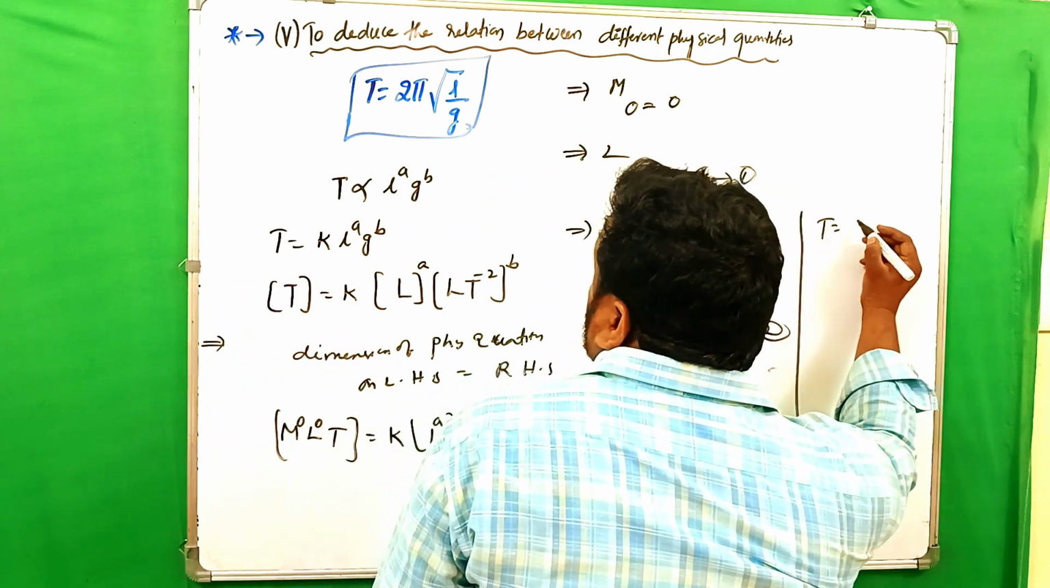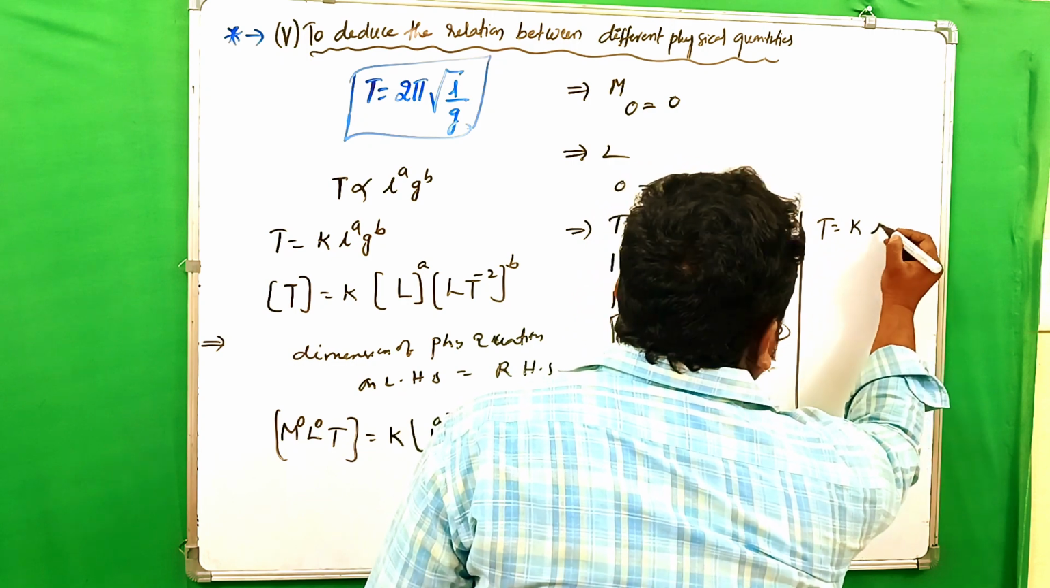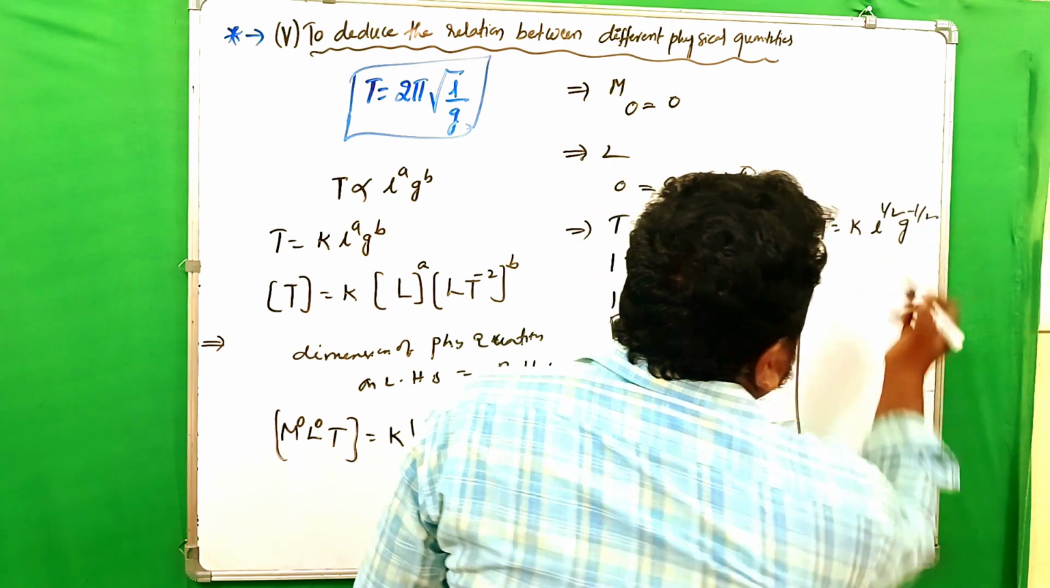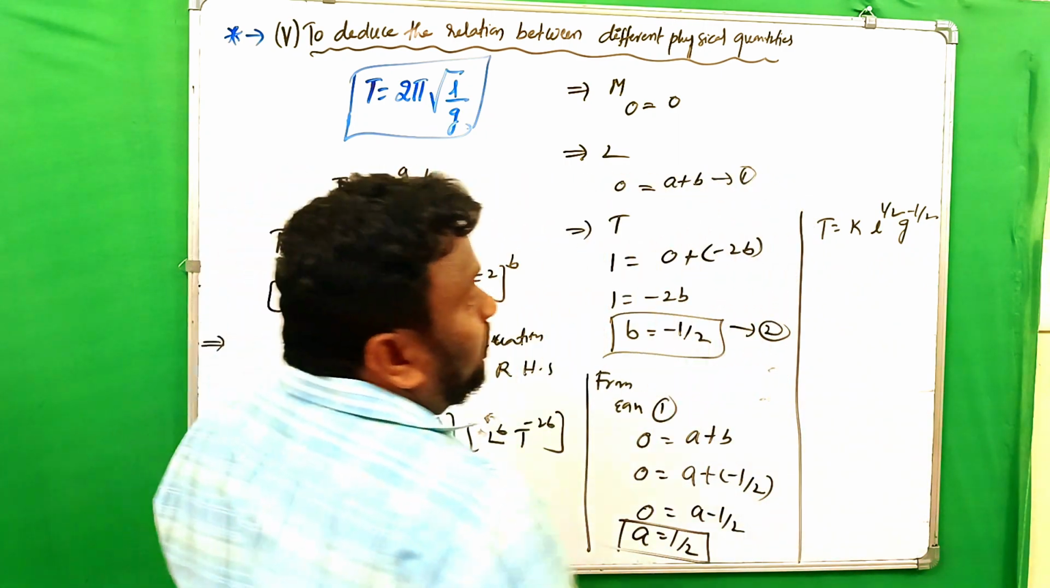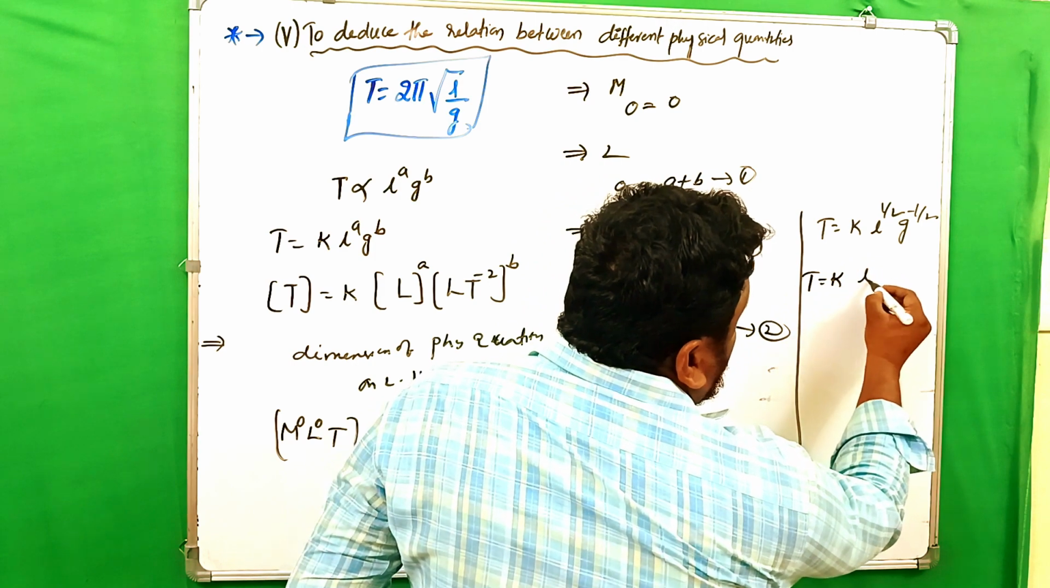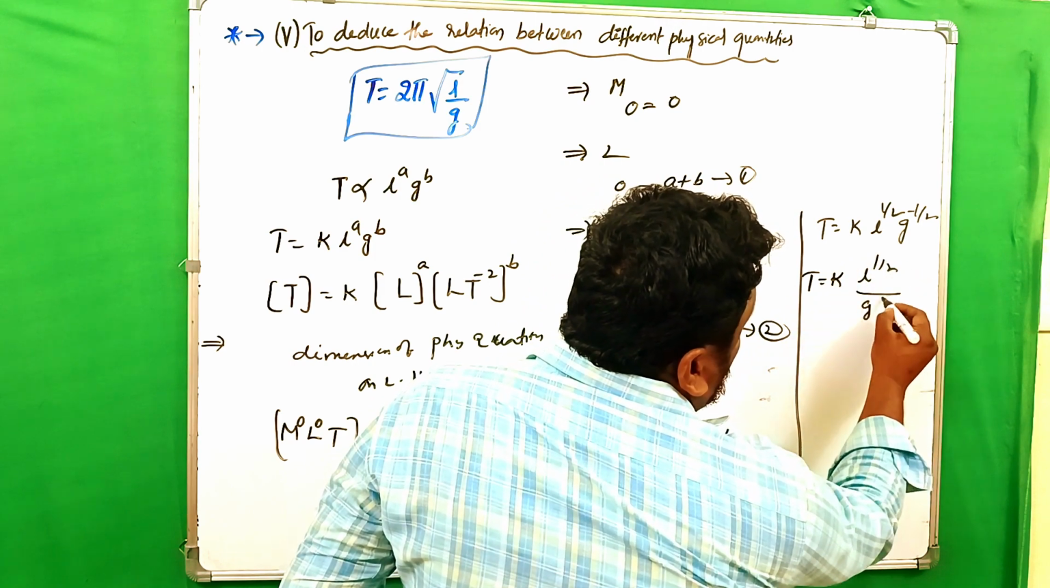T is equal to some k into L to the power of a, and the value of a is what? 1 by 2. And g to the power of b, the value of b is what? Minus 1 by 2. Then what do we get? T is equal to k into L by g, whole to the power of 1 by 2.